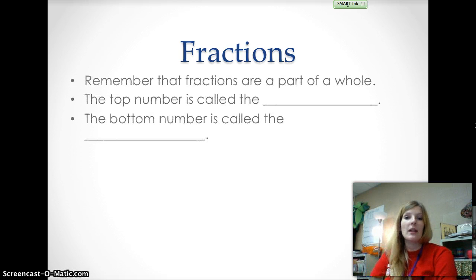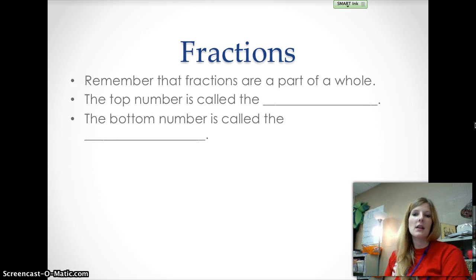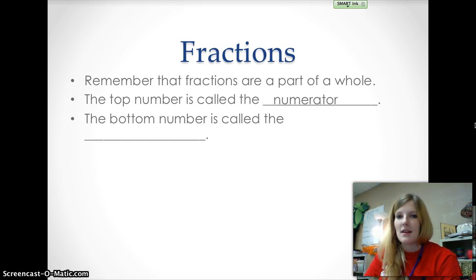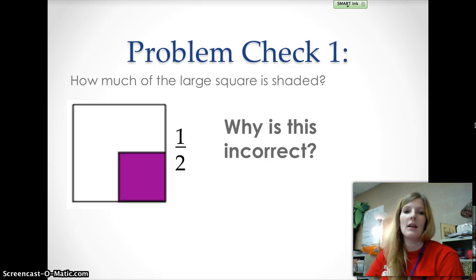Fractions. Let's review a little bit about what we know about fractions. Remember that fractions are always a part or a piece of a whole. The top number is called the, do you remember? Numerator, and the bottom number is called the denominator. Those are terms that you need to know, commit to your brain, because we're going to be using them.